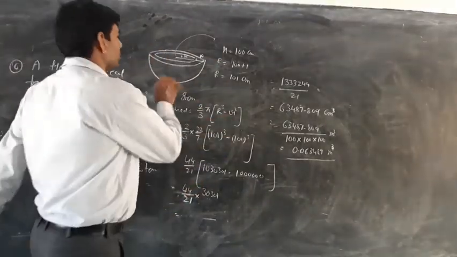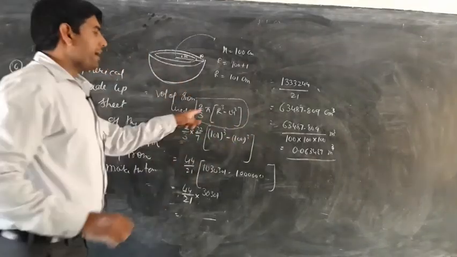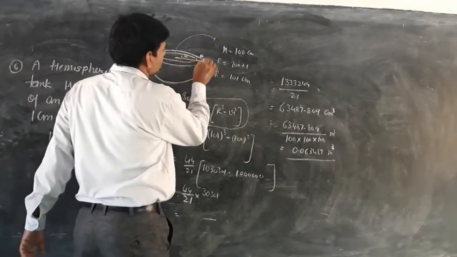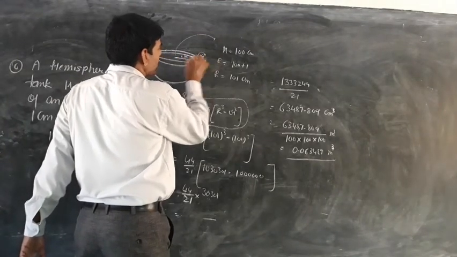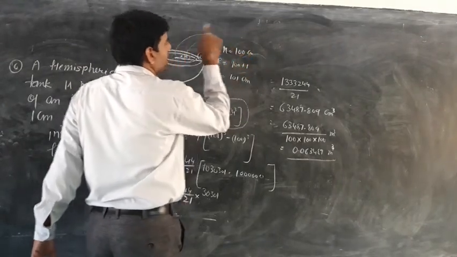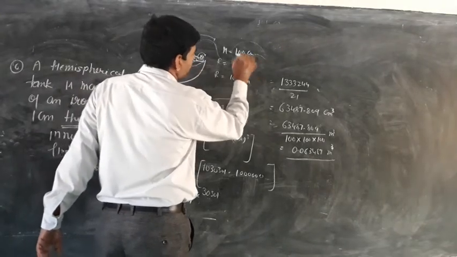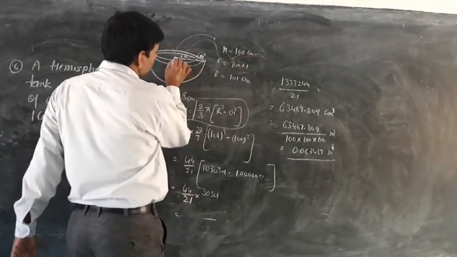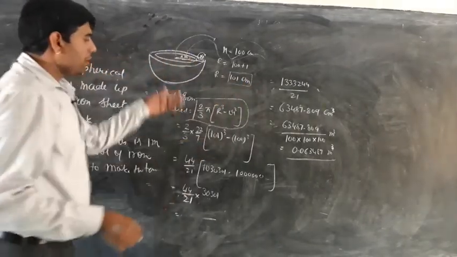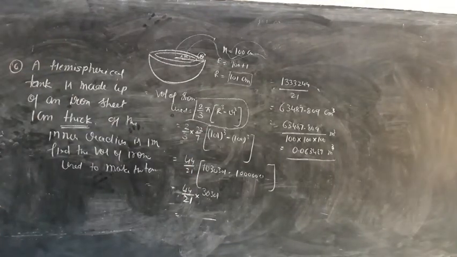But you have to remember this: wherever thickness is given, a circular ring will be formed. So that is the formula of the circular ring type hemisphere, that is 2 by 3 pi, R cube minus r cube. The thickness is 1 centimeter and the radius is 1 meter. 1 meter is converted to 100 centimeter. The small radius is 100 centimeter and the capital radius is 100 plus 1, that is 101 centimeter. We put the values and find the volume of iron used to make the tank.